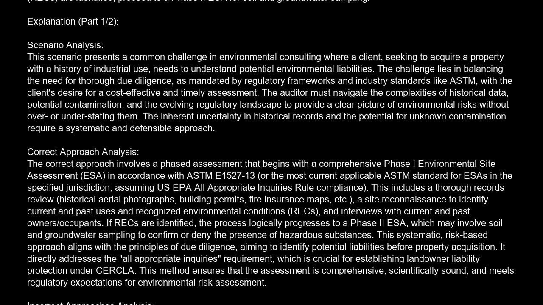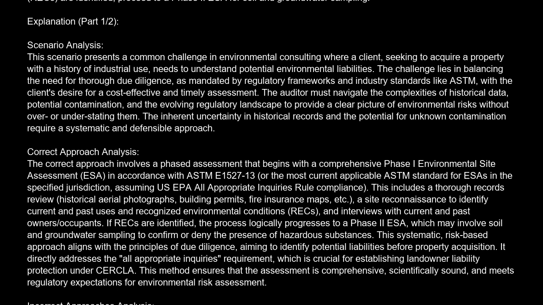This includes a thorough records review, historical aerial photographs, building permits, fire insurance maps, etc., a site reconnaissance to identify current and past uses and recognized environmental conditions (RECs), and interviews with current and past owners/occupants. If RECs are identified, the process logically progresses to a Phase II ESA, which may involve soil and groundwater sampling, to confirm or deny the presence of hazardous substances.